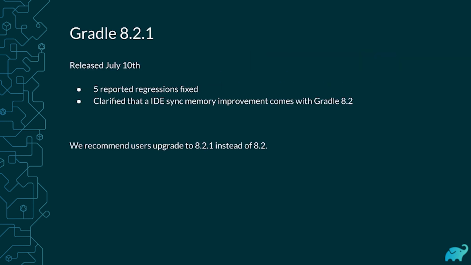8.2 is already outdated in a way because we did release 8.2.1 on July 10th. It fixes 5 reported regressions, but also it clarified that we have an IDE sync memory improvement, that we'll discuss later, that was actually already part of Gradle 8.2. And so we definitely recommend for users to upgrade to 8.2.1 instead of 8.2.